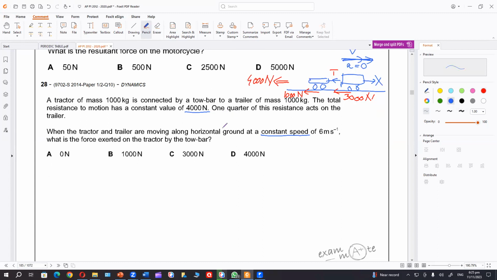So I now isolate the backward object, and this is my back object. It is getting a force of 1000 Newton. This is the tow bar, and then this is the tension, and tension will also be equal to 1000 Newton. If an object is moving at a constant speed, the forward force is equal to backward force.